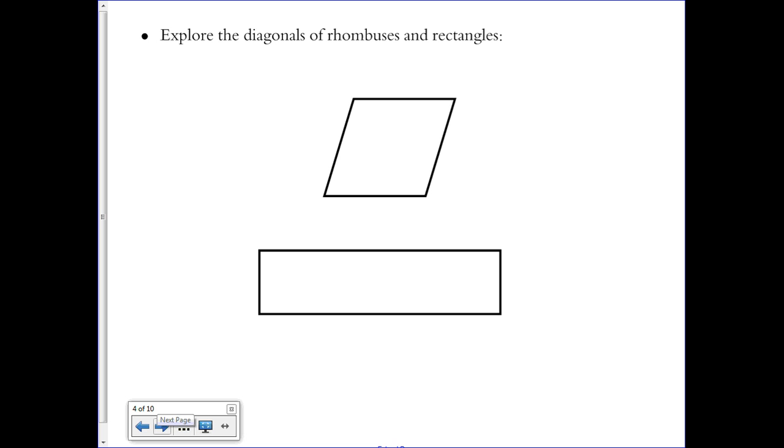Let's explore some of the properties of the diagonals of rhombuses and rectangles. A diagonal, as you know, connects a vertex to a non-adjacent vertex. So let's say you start from this vertex of the rhombus and connect it to the non-adjacent vertex that's all the way across the figure. And then let's create a second diagonal that goes from this vertex to the other non-adjacent vertex.